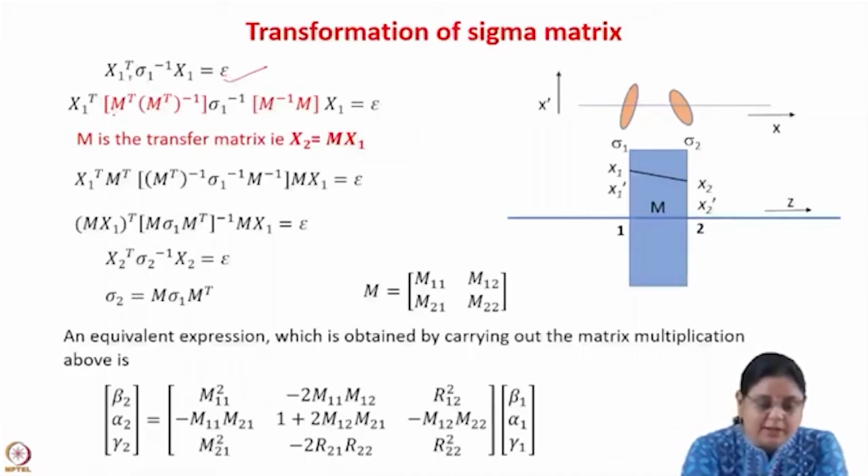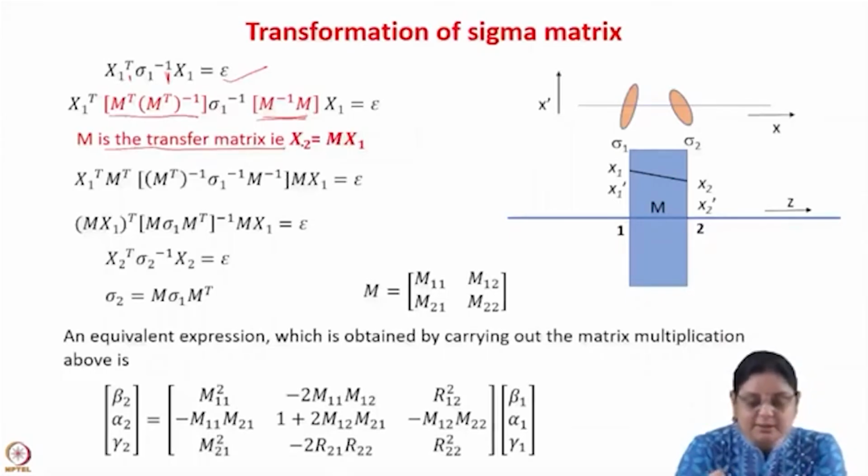Now in between here, let us introduce a unity matrix which is M transpose inverse times M transpose. And again at this location here, let us introduce a unity matrix which is M inverse M. Where M is the transfer matrix, that means x2 is equal to M times x1.